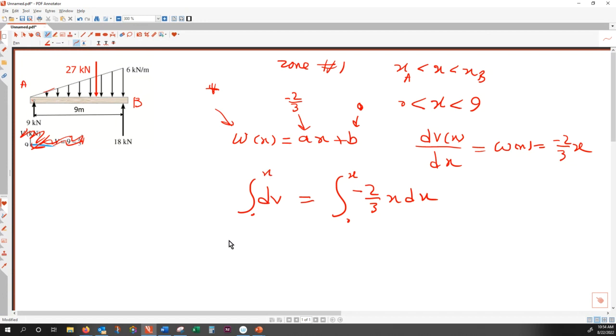Now if you remember how we did integration in calculus, the upper one is V of x, the lower one is V of 0. And the right hand side is the integral of 2 thirds x, which is minus 2 divided by 6 x squared between x and 0, right? And that can be simplified. This is equal to minus 1 third x squared. And at this bound, that minus 0, right?